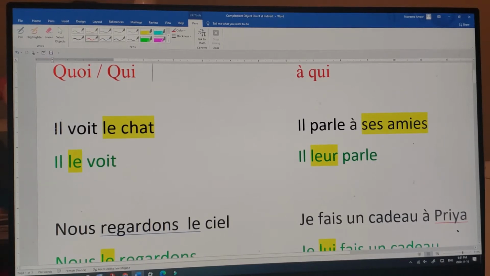For instance, if you see "il voit le chat", which says he sees the cat, we all know that the cat is the object over here. So sorry, you ask a question to find out the object of the sentence, not the subject. My apologies. So "il voit le chat", he looks at the cat, right? We all know that the cat is the object here.